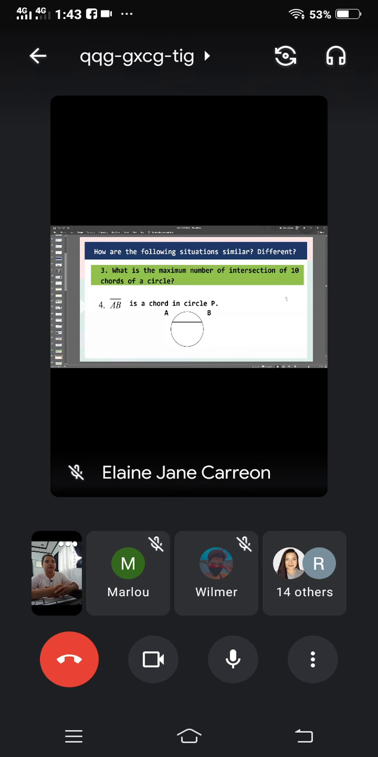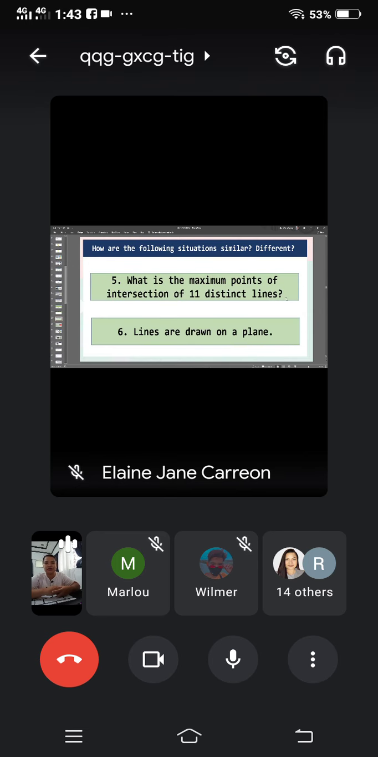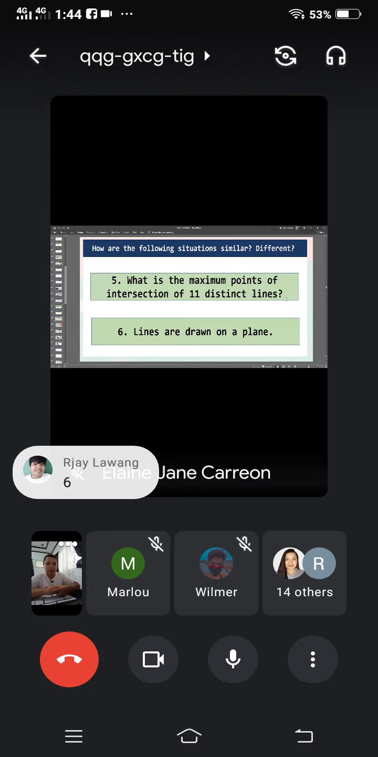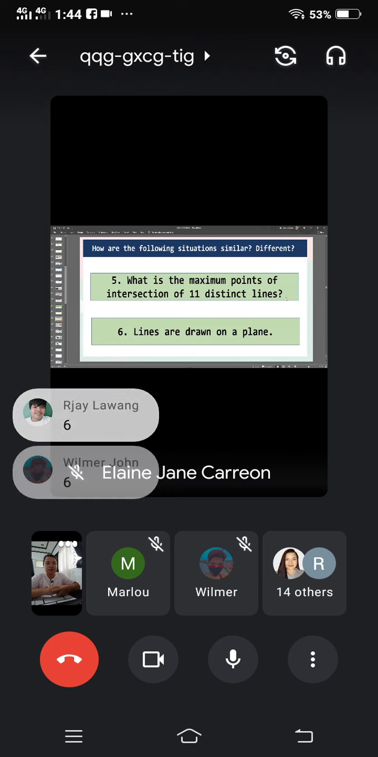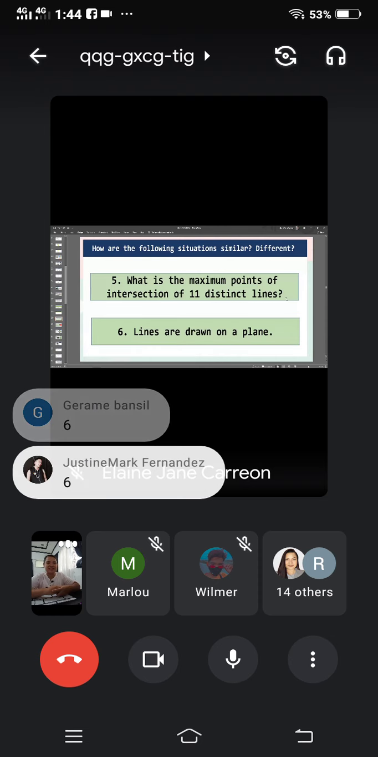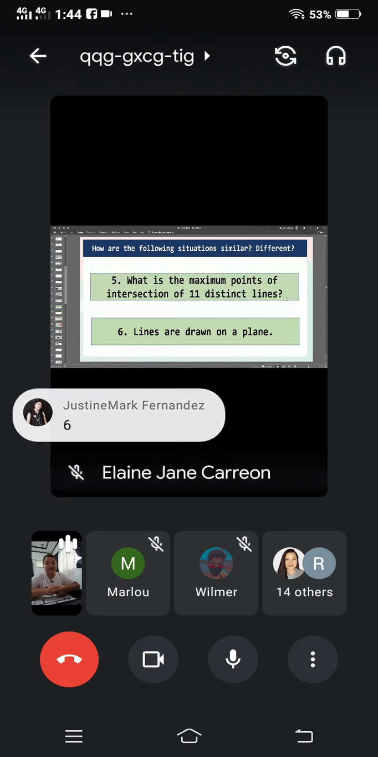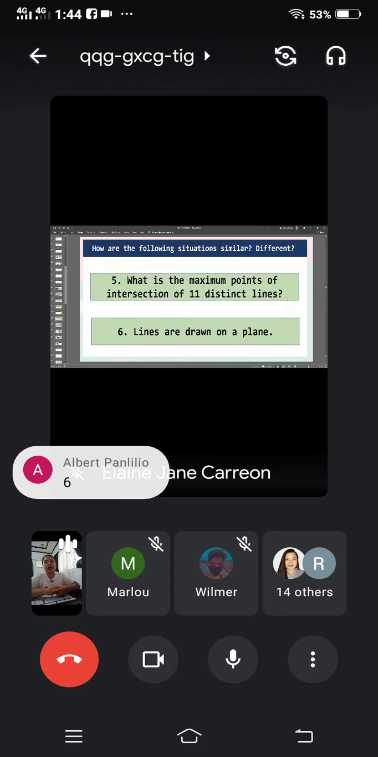So very good. Next, number 5 and number 6. What is the maximum points of intersection of 11 distinct lines? That is number 5. And number 6, lines are drawn on a plane. So which do you think is an open-ended situation? You may type your answers. I can see them. 6, okay. Another answer? You may participate. 6, 6, 6. Okay, so I think you get the pattern. You already get the pattern. So I am very happy with that.